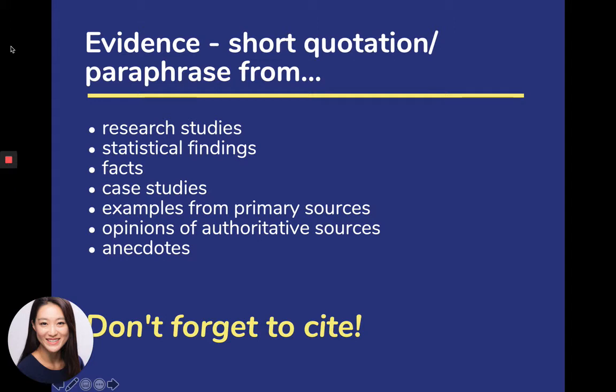I also want to remind you here, please do not forget to cite and give credit to the sources. As ethical researchers who uphold and value academic integrity, it's critical that we give credit where credit is due.